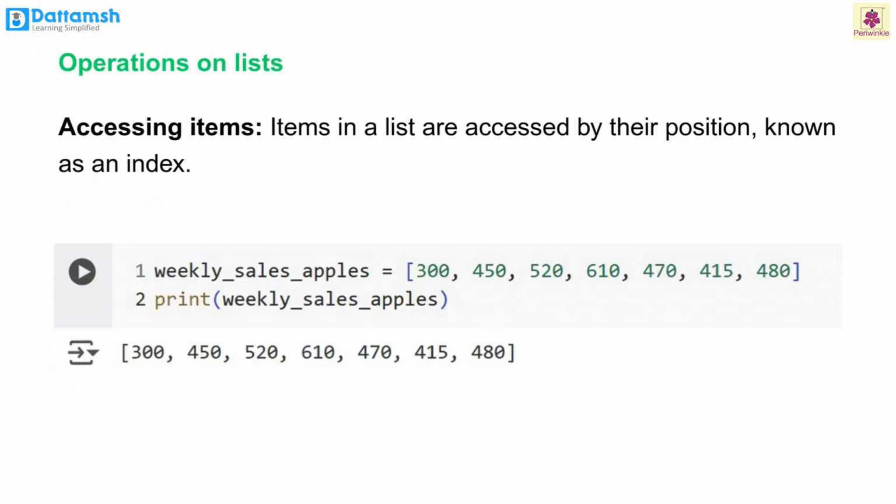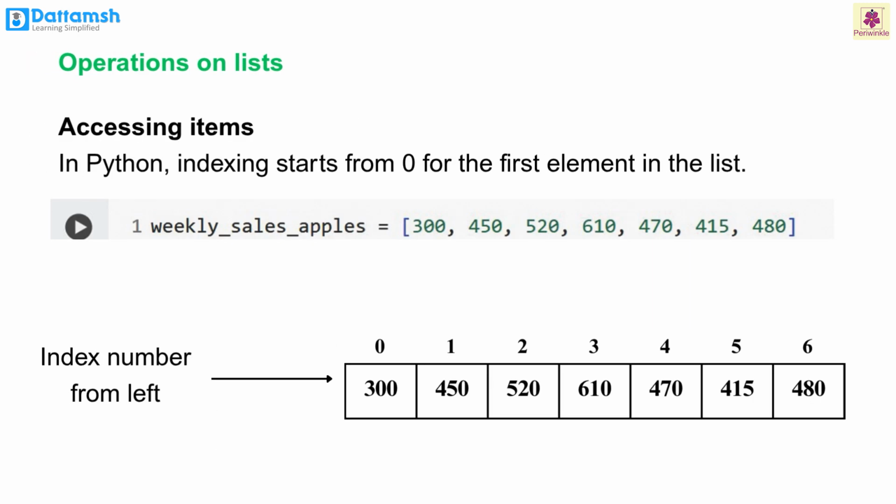Operations on list. Accessing items. Items in a list are accessed by their position, known as an index. In Python, indexing starts from 0 for the first element in the list. In this example, listing the weekly sales, to access the first element 300, you would write weekly_sales_apples[0]. Similarly, for the second element 450, you would write weekly_sales_apples[1]. And for the third element 520, weekly_sales_apples[2].